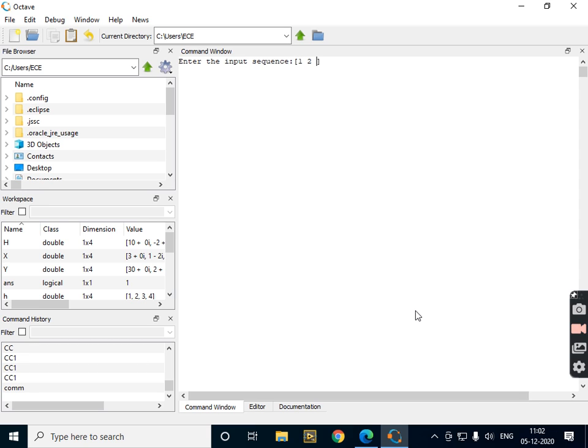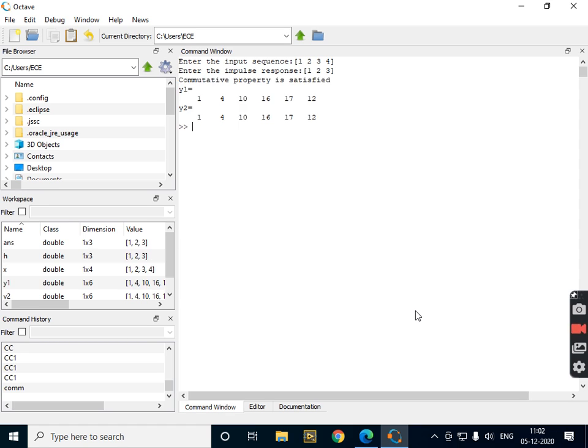When you execute this, you will be prompted to input two sequences. I'll input the first sequence 1 2 3 4, and the second sequence will be of different length, 1 2 3. When you execute this, this will be the output. The length of the convolution is the length of the first sequence plus the length of the second sequence minus 1: 4 plus 3 minus 1, 6. So for both y1 and y2, we have 6 samples and all the sample values are the same: 1 4 10 16 17 and 12. So the commutative property is satisfied.